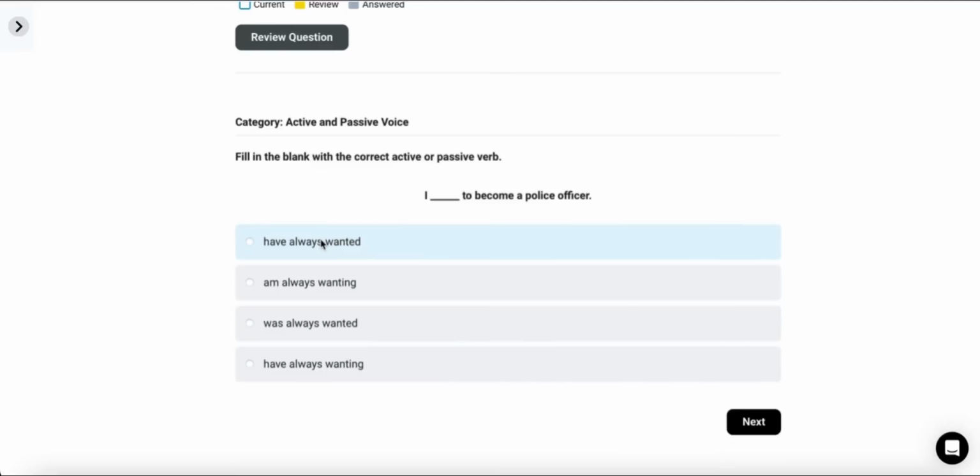I am always wanting to become a police officer. This would mean that the desire to become a police officer has stopped and continued over and over. This doesn't seem to be correct. I was always wanted to become a police officer. This is not grammatically correct. Let's look at the last answer. I have always wanting to become a police officer. This is also not correct.